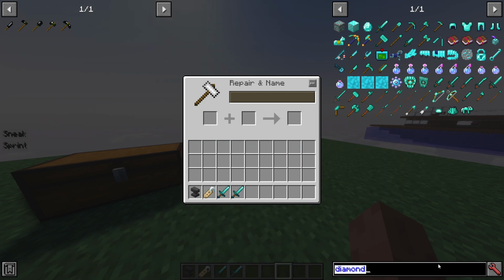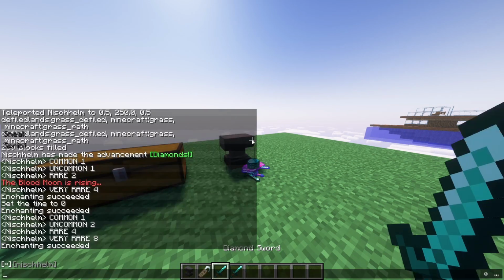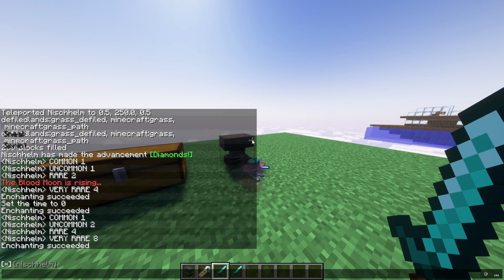What happens if we have sharpness 1 on an item and we put sharpness 3 on, or the other way around?